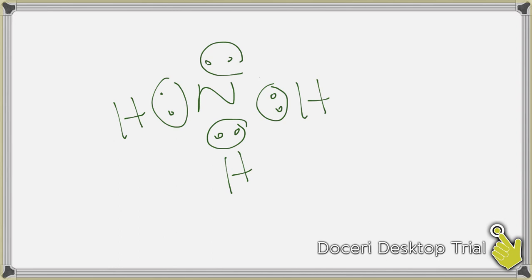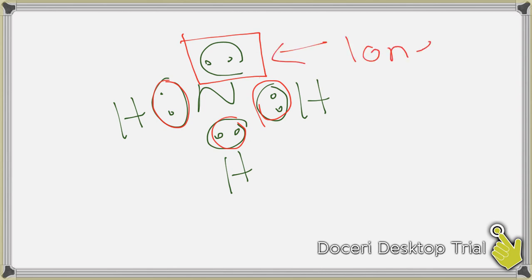So what are the bonding pairs? Three: 1, 2, 3 bonding pairs and one lone pair. A lone pair is non-bonded, bonded to only one atom. The bonding pairs are always bonded to two atoms. See, this is bonded to nitrogen and hydrogen, but this one only to the nitrogen. So the molecular geometry: you have 4 electron groups, 3 bonded, one lone pair, you call it trigonal pyramidal.